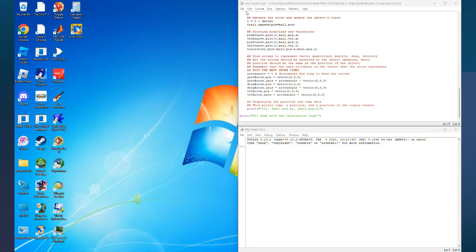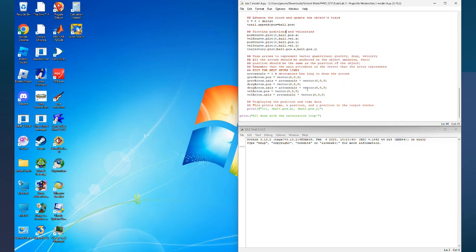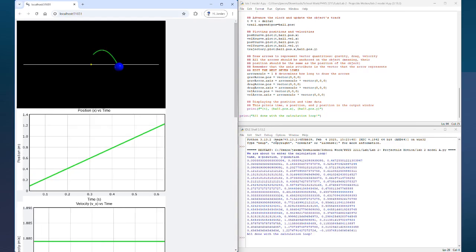Now we're about to implement all that VPython data and run all the data here shown inside of my IDLE shell. And there we go.